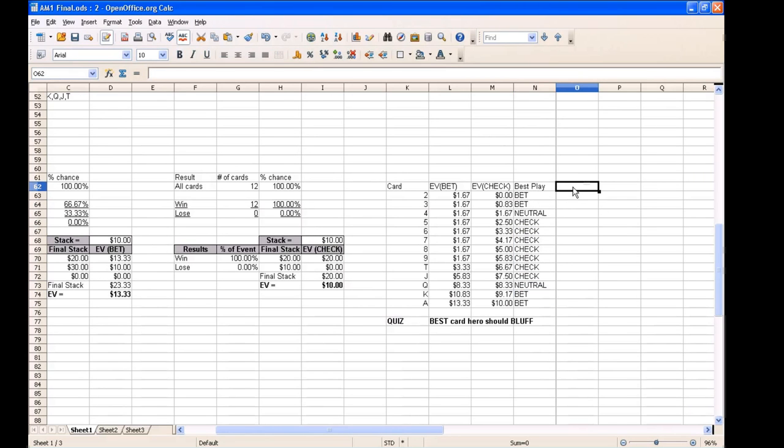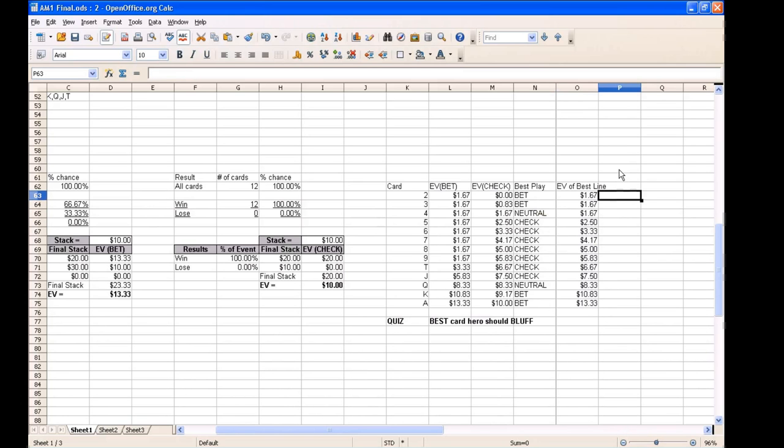Now I also like to have, just to get an idea, the EV of the best line. And we'll do the max. This just spits out the maximum of a number of different cells. So it'll give the maximum between betting and checking, which will be the EV of our best line. So as expected, the EV goes up as our hand value gets greater.